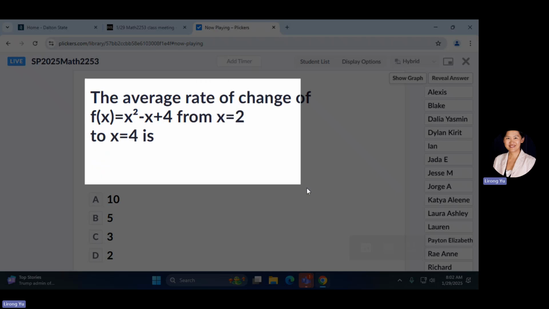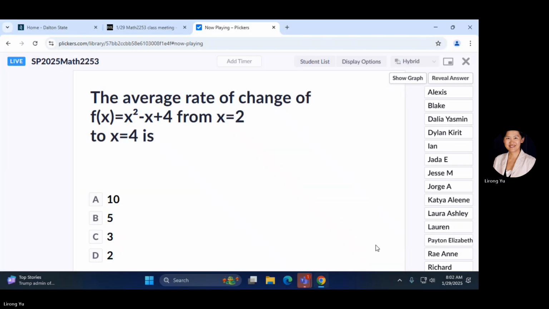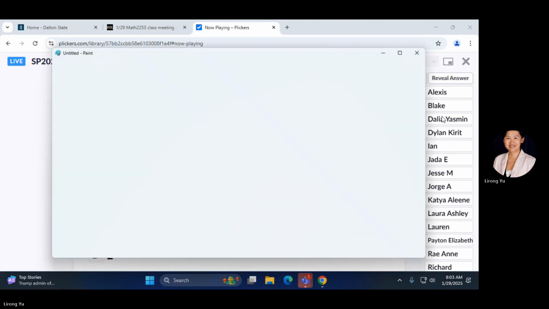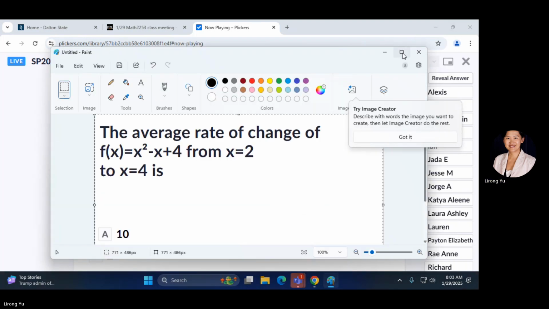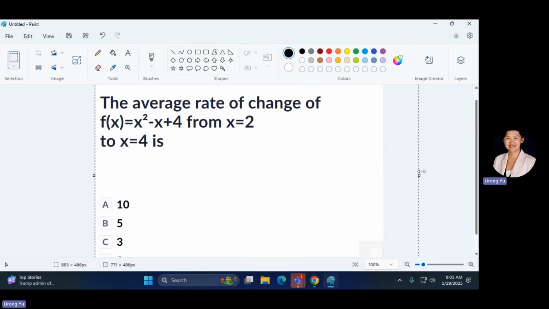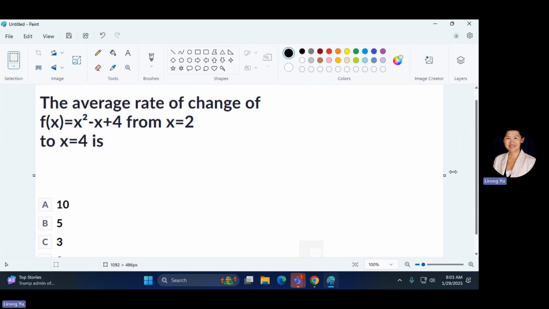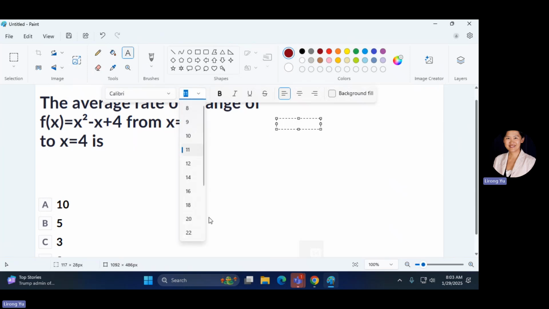So let's first identify the y value since we want to calculate the slope. For a function, the y value will be calculated based on the function definition. Right now, f of x is x squared minus x plus 4. That is the formula for how we calculate the y value. So for example, right now we were given the x values 2 and 4. So the first thing you should do is calculate f of 2 and f of 4.